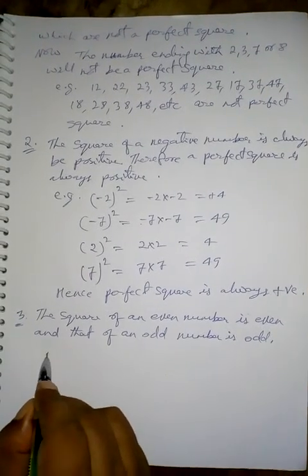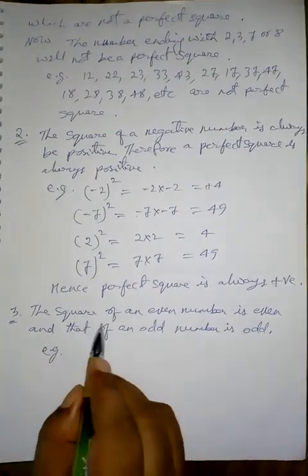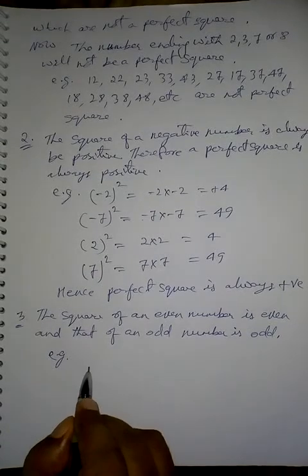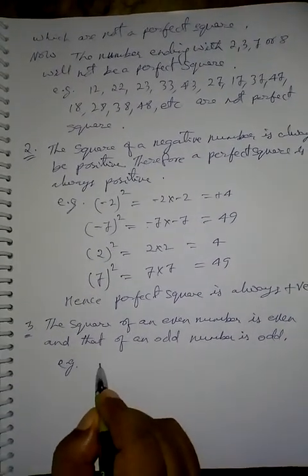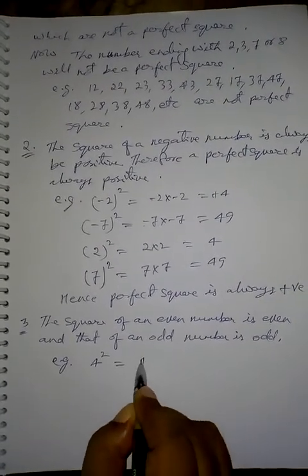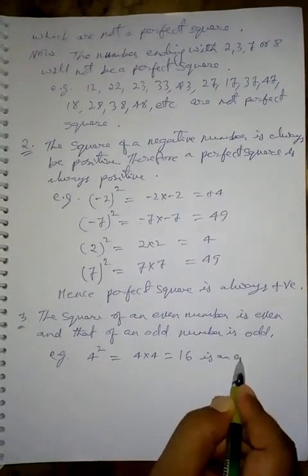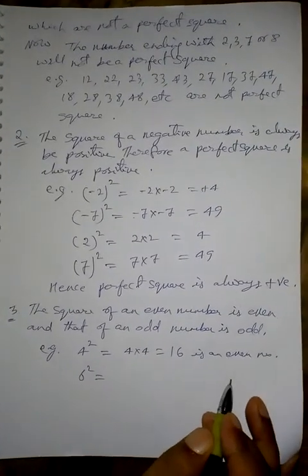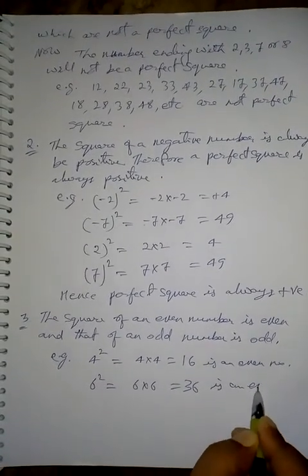So let's see an example to explain the property. Suppose the even number be 4. The square of 4 will be 4 into 4, that is 16, an even number. 6 square, where 6 is an even number, is 6 into 6, that is 36, an even number.